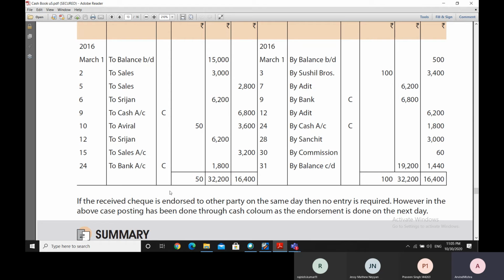So we have to remember this particular point very carefully. If the check which was received is endorsed to the other party to whom the check is ultimately given, and the endorsement is made on the same day, then we don't need to have any entry in the cash book in the form of receipt of check in the cash and then payment of that by endorsement. Straight away we'll just make an entry of the payment which is going to be made by endorsement.